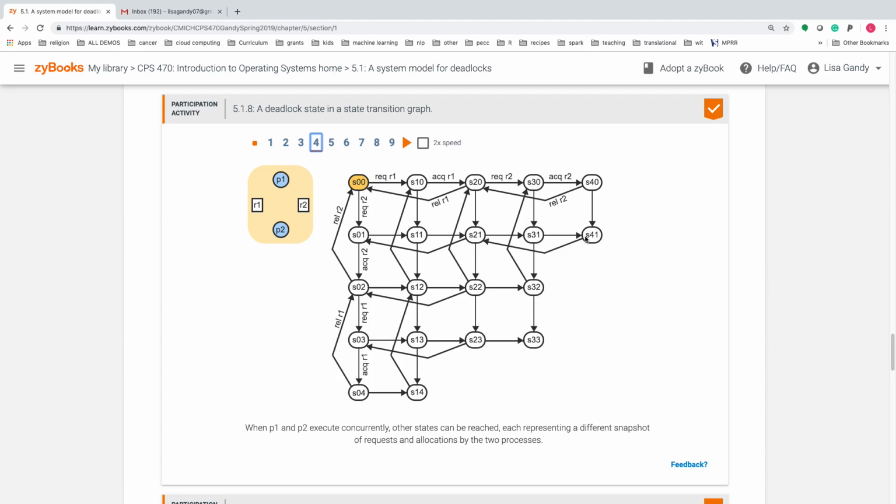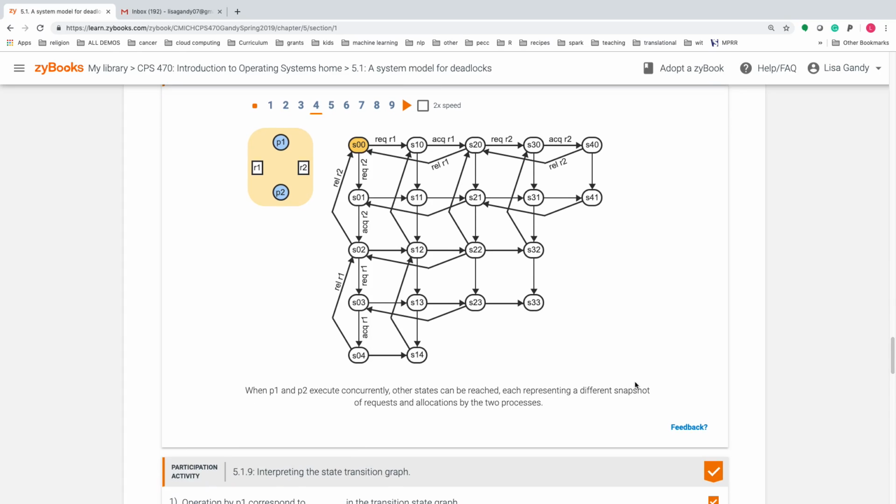Okay. Is S33 a deadlock state? Yes, because there's no way out of this state. So that's not good. Okay, so that's what a state allocation graph is. You draw it out, or it's created by the system, to see if we have processes and resources, whether there's any way that deadlock can occur.